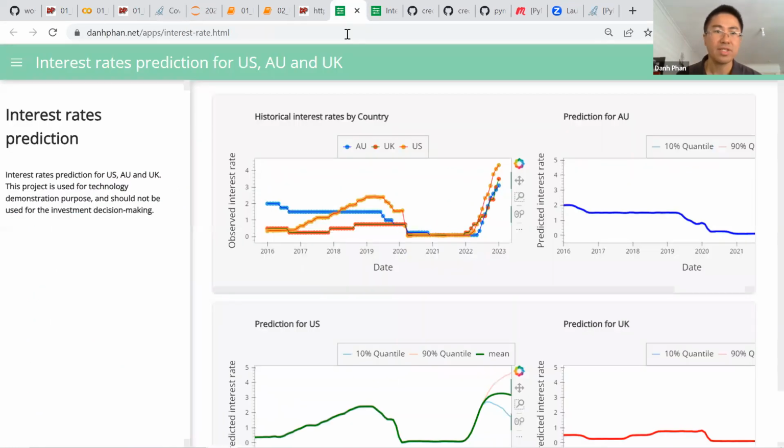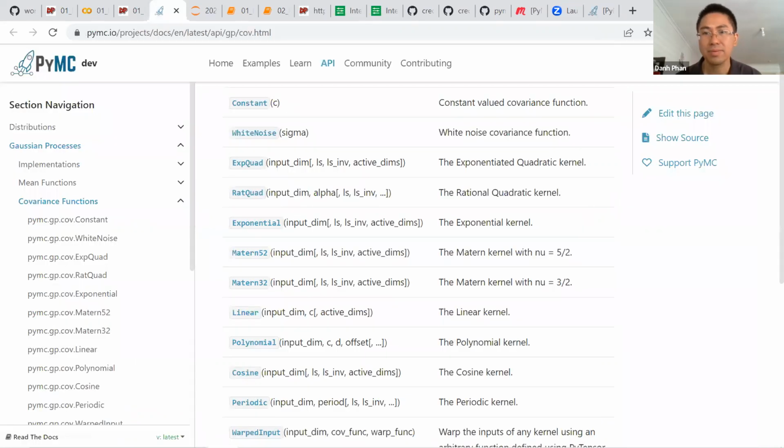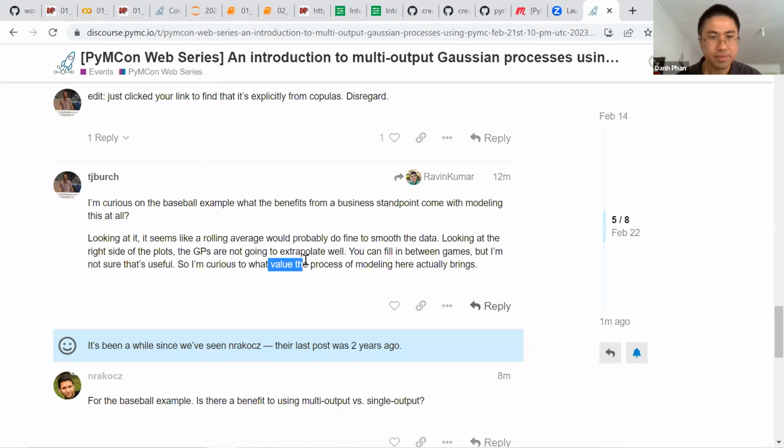Same thing for this one, right? For interest rate, here I just demonstrate using a simple kernel. But as I mentioned, this is just for technical demonstration. I'm not an economist, so you need some input of domain knowledge as well to have a more useful model. Yeah. All right, I hope that answers this one.